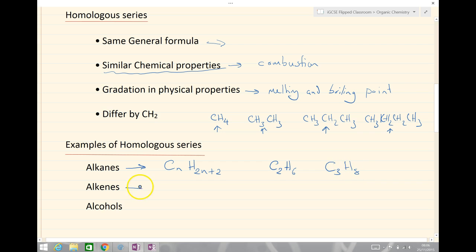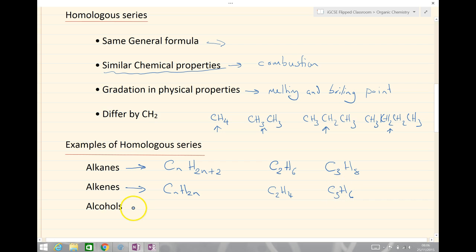Alkenes, which we'll be talking about a little bit later on, they have the general formula CnH2n, slightly different there from the alkanes, notice. So ethene would be C2H4. Propene would be C3H6.